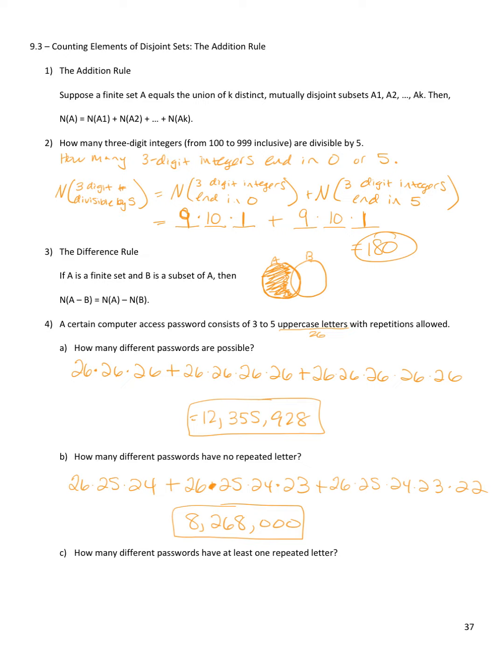Okay, so all I have to do is subtract 12,355,928 minus 8,268,000, and we get 4,087,928 passwords where at least one letter is repeated. So this last calculation here was an example of the difference rule. I was doing all the passwords, take away the passwords that have no repeats, and you're left with at least one repeat.